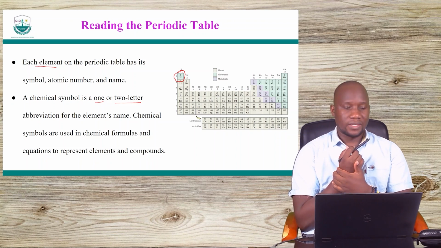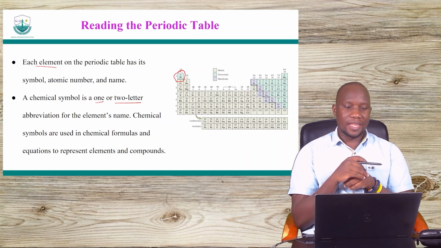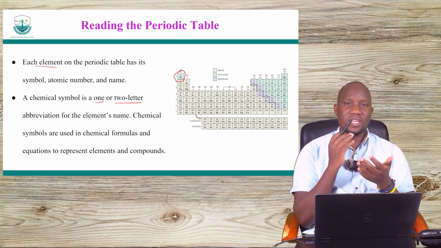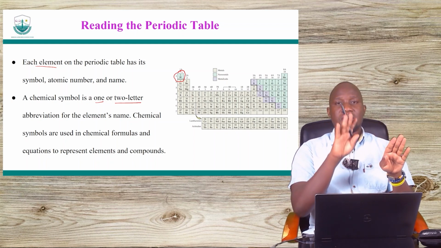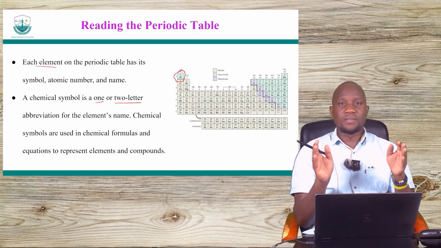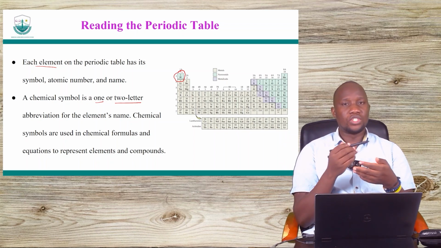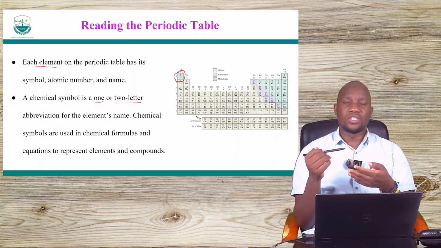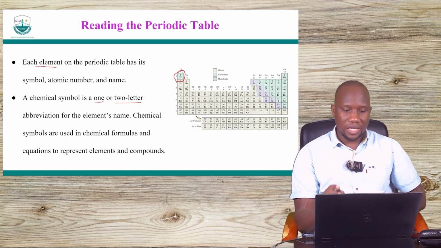One or two letters that represent an element. So for us in chemistry, when we are writing a chemical equation, if you're saying hydrogen reacts with the oxygen to form water, we can use the words, that is the word equation, or we can use what we call a chemical equation. So we use the chemical symbols to represent that.